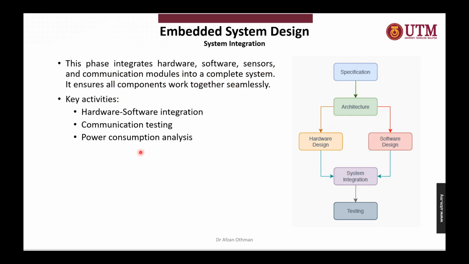So these are the activities under the system integration, which is the hardware-software integration to make sure that the software properly controls the hardware peripherals. And then you can do the communication testing to validate the communication protocol that you're going to use, either SPI, UART, or wireless connections. And you're going to do power consumption testing, which is to measure the power efficiency under different workloads.